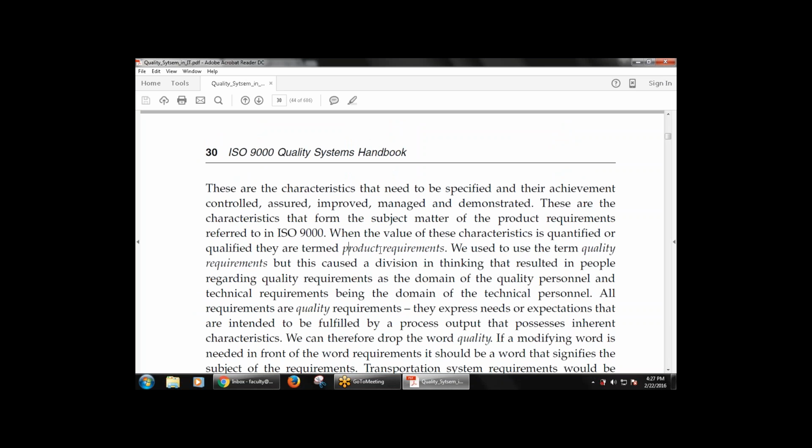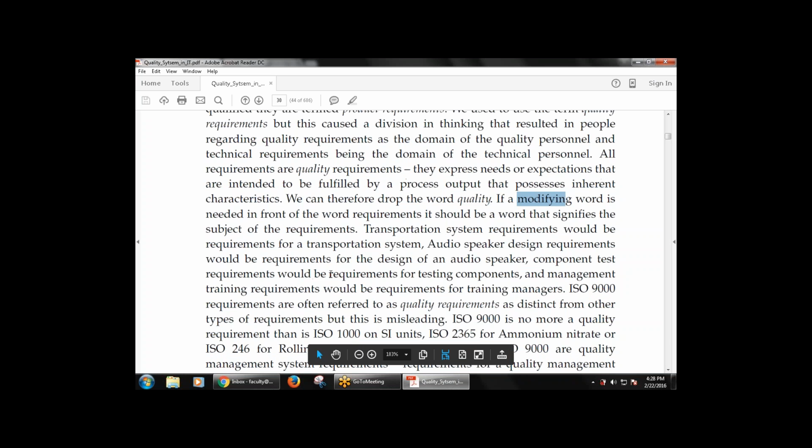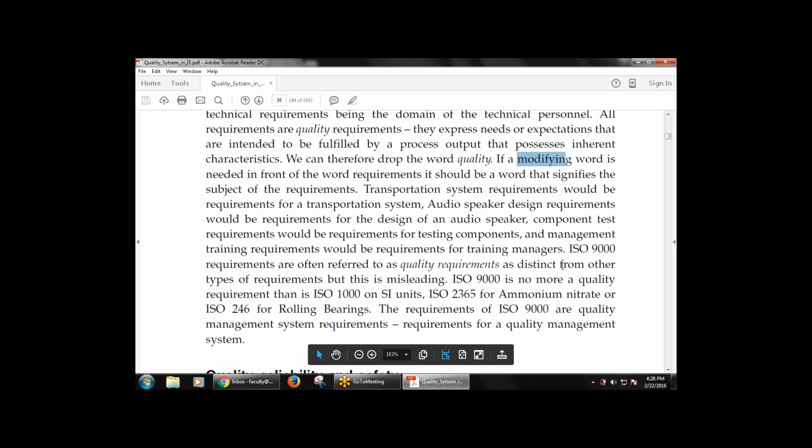So these are known as the product requirement. When the value of these characteristics is quantified or qualified, they are termed the product requirement. We used to use the term quality requirement, but this caused a division in thinking that resulted in people regarding the product requirement as the domain of the quality personnel and the technical requirement as the domain of the technical personnel. And we can therefore drop the word quality. If a modifying word is needed in front of the word requirement, a different one is used, and the ISO 9000 requirements are often known as quality requirements. That means the ISO 9000 requirement is not more a quality requirement than is ISO 1000.